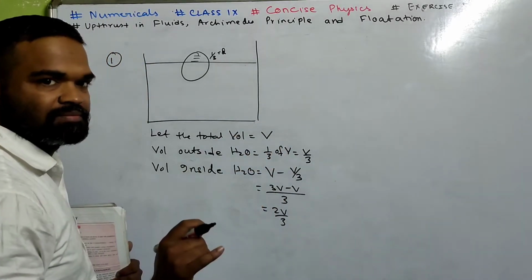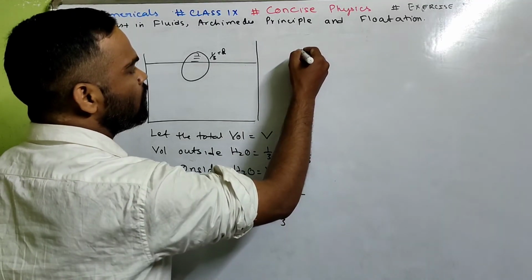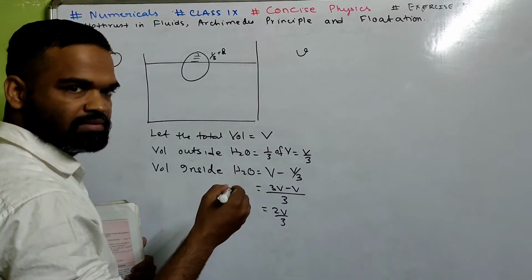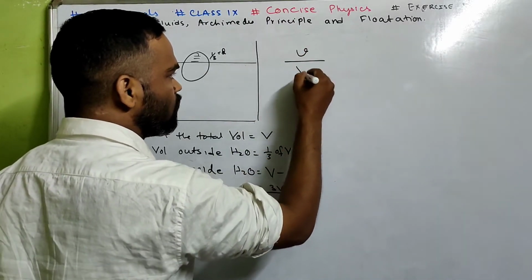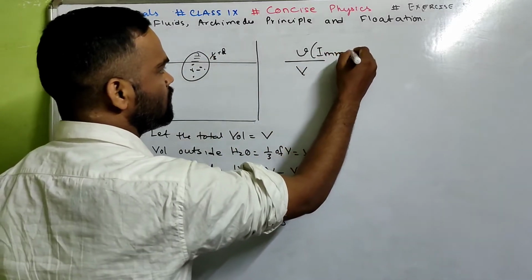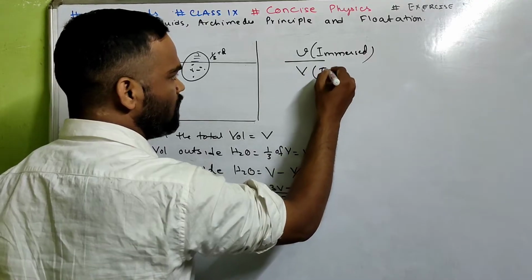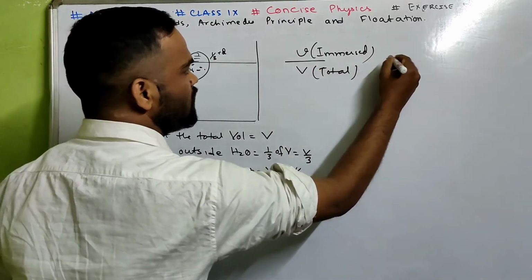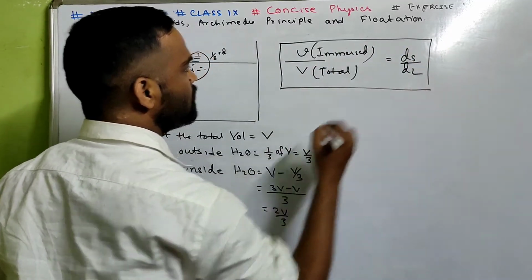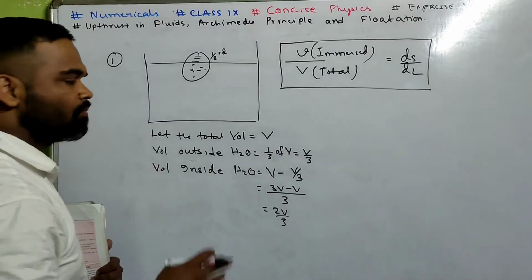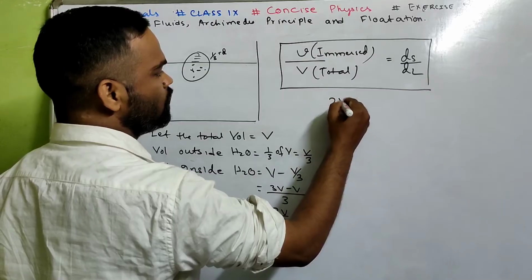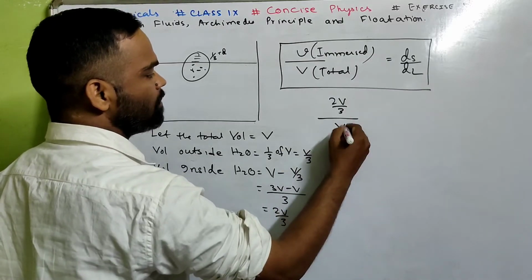Now we have a relation. Remember? Volume of the immersed part of the solid by total volume is equal to density of the solid by density of the liquid in which it is kept. Yes or no? Just substitute the value. So volume immersed is 2V by 3, total volume is capital V.